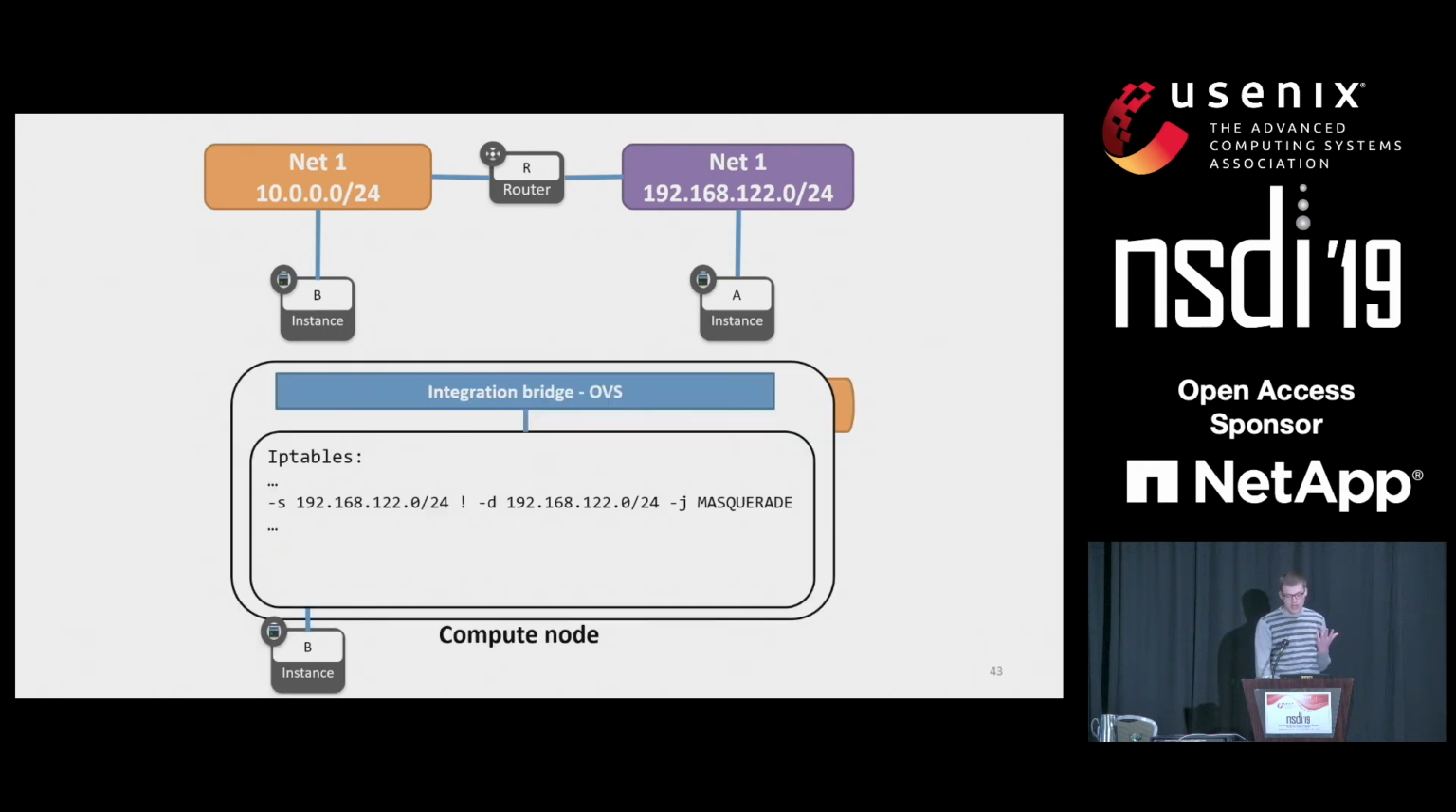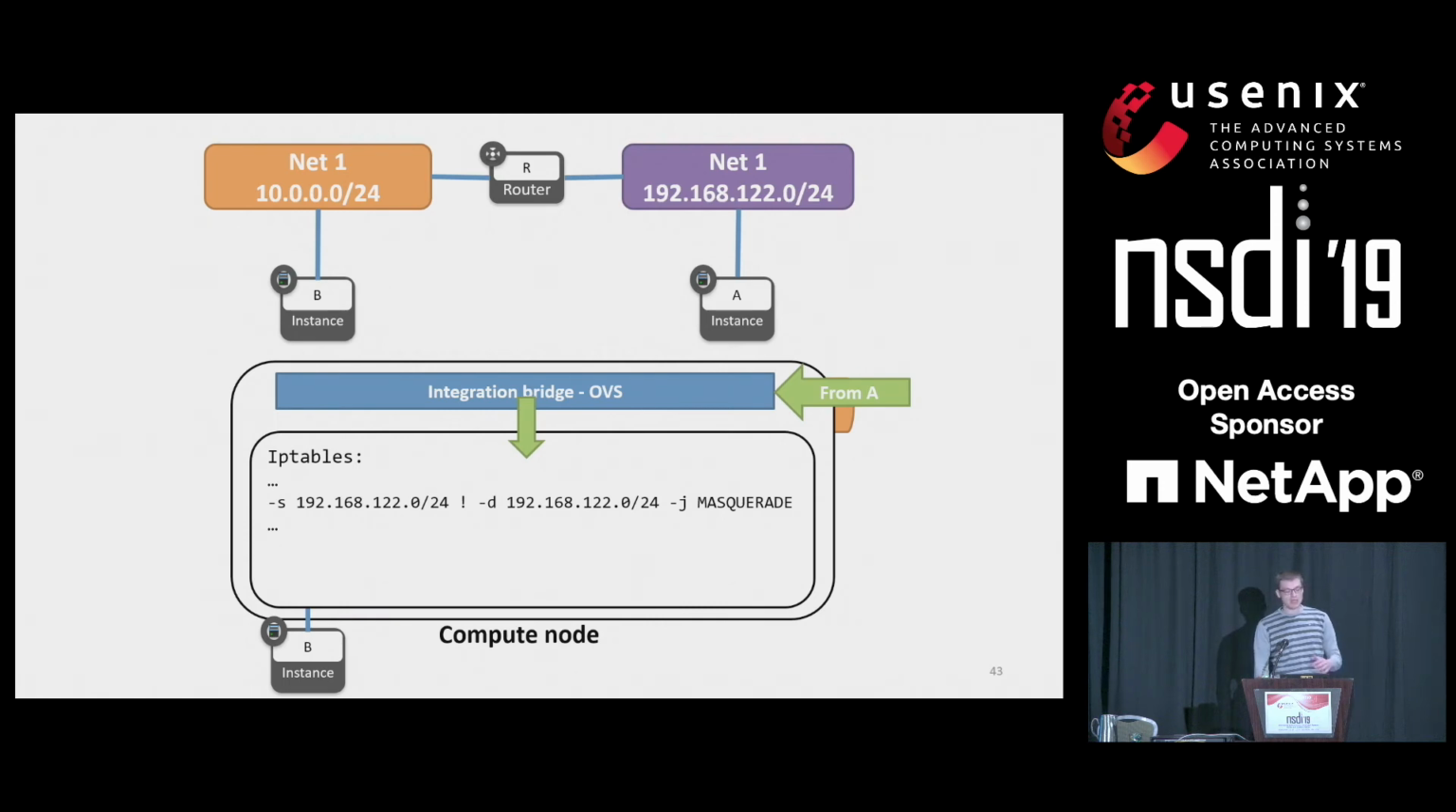And let's explore why that is so. What happens to packets from VM A coming into the compute node, which is basically the server that runs VM B? First of all, it will hit the integration bridge, pass through it, and reach this iptables chain, which implements the security group rules for VM B.